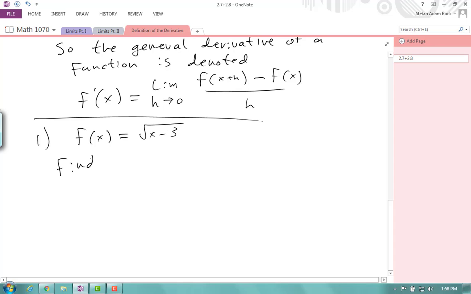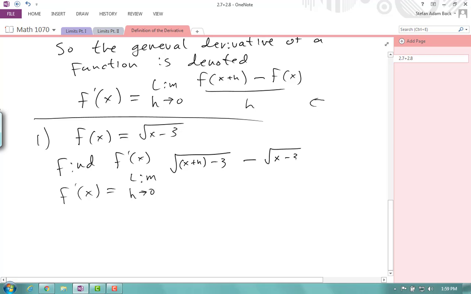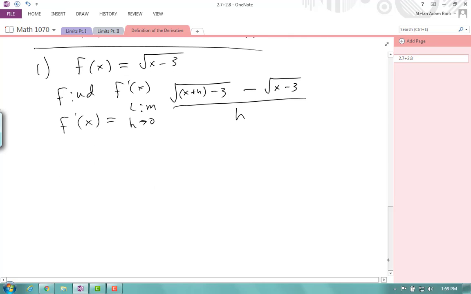I'm just going to pop it into this limit. I know that f prime of x will be equal to this limit, as h goes to 0, of f of x plus h minus f of x all over h. Or if I go ahead and plug in my function, I'll have the square root of x plus h minus 3 minus the square root of x minus 3 all over h. And I need to try to evaluate this limit.